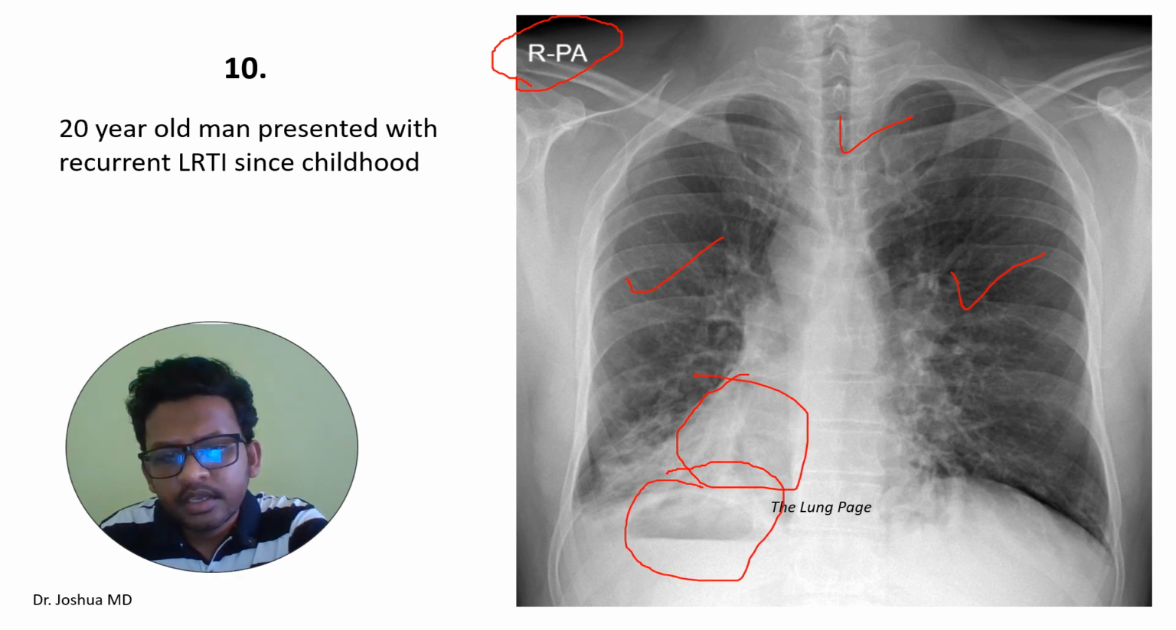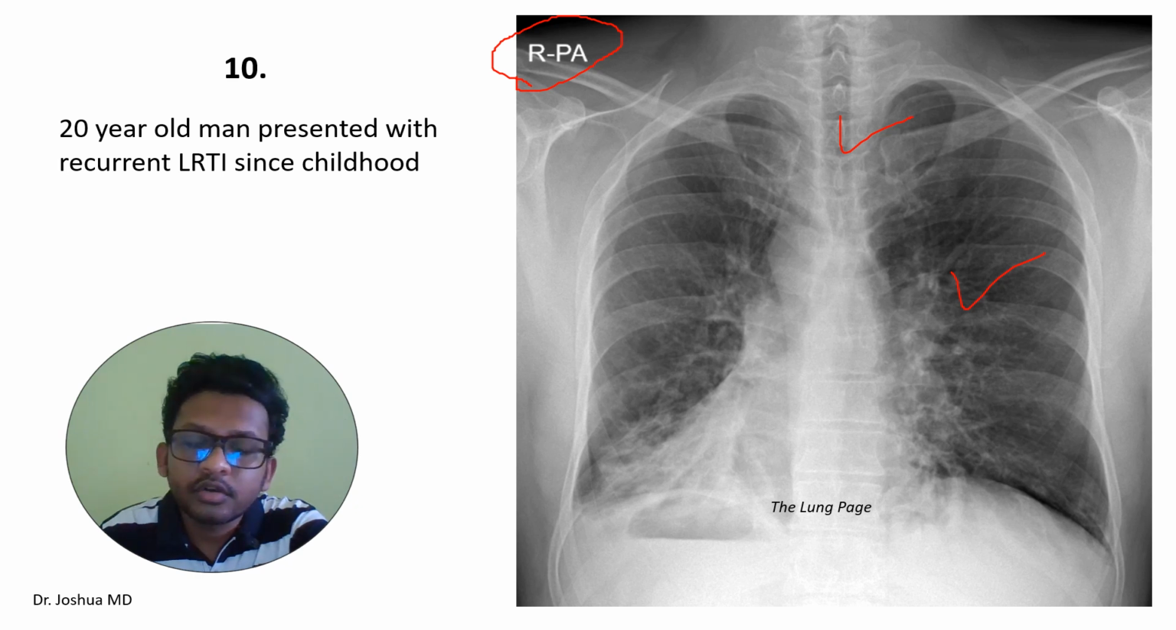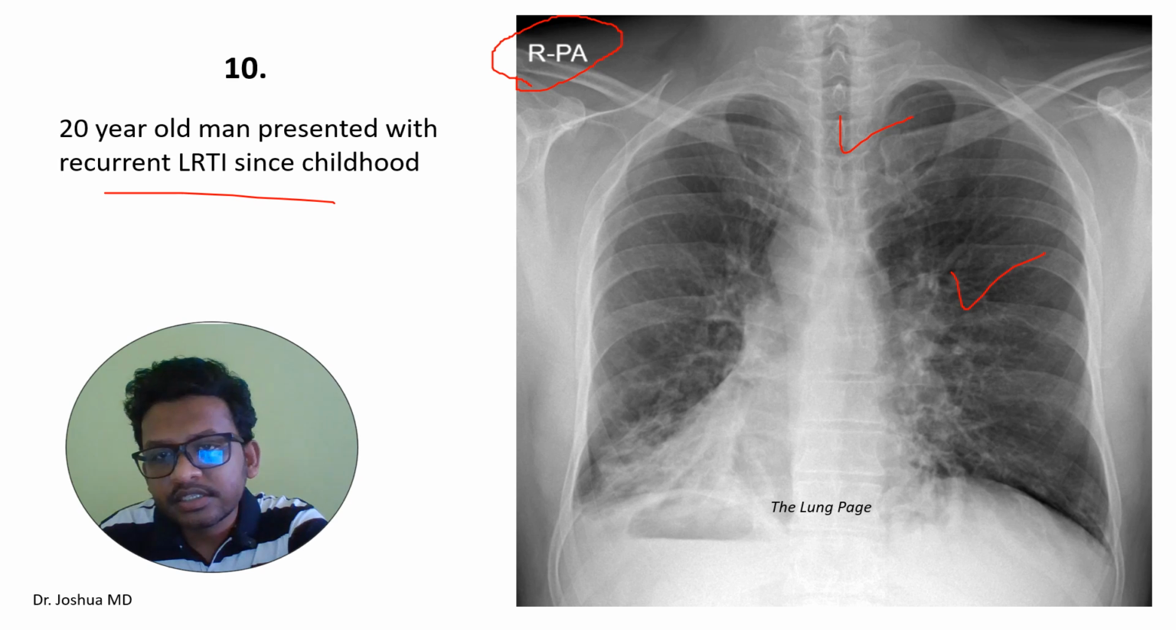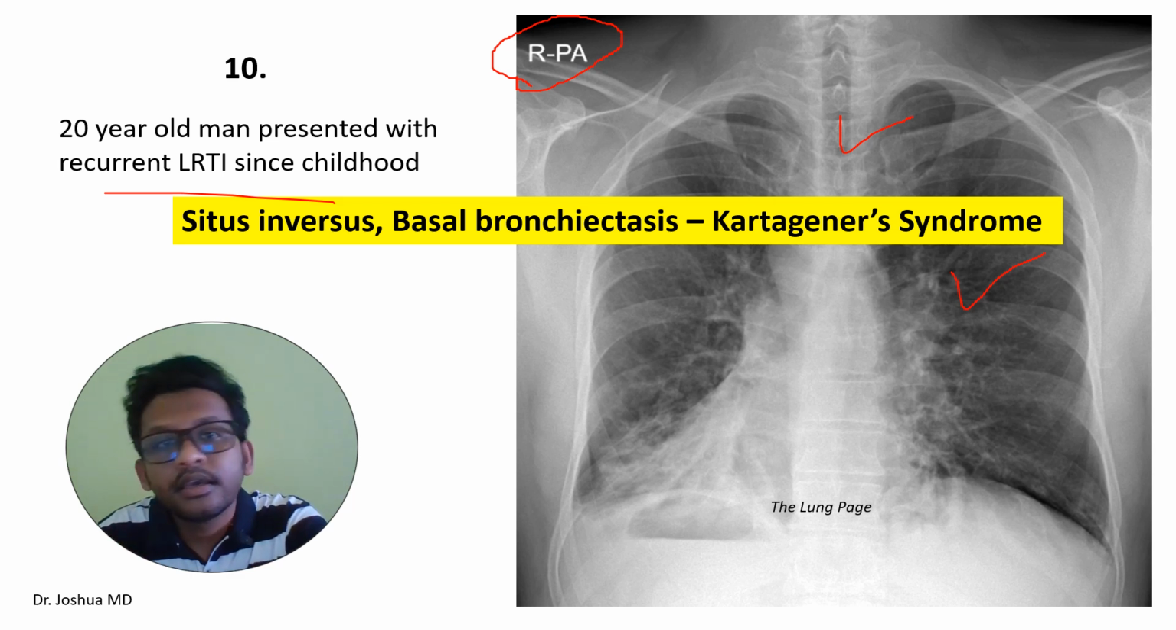You can also see a lot of bronchial markings and dilated bronchi. So a 20-year-old male with recurrent childhood infections: the chest X-ray findings are mainly situs inversus and dextrocardia with bronchiectasis. So the diagnosis is Kartagener syndrome. What is the classic triad of Kartagener syndrome? It is bronchiectasis, chronic sinusitis and situs inversus. This is the classic triad of Kartagener syndrome.